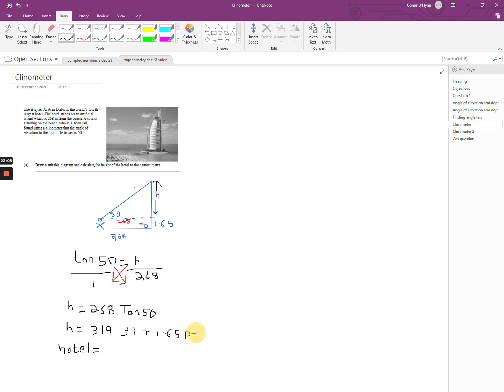So we're saying, just not to confuse, H is here, but we want the overall height, so we have to add on the 1.65 as well, to the nearest meter. So that'll be 321 meters. Okay. So just watch that with the clinometer, it just means you have to factor in the person's height as well.